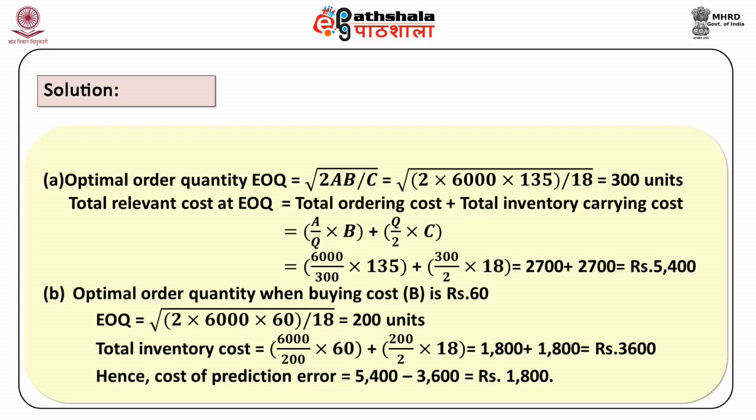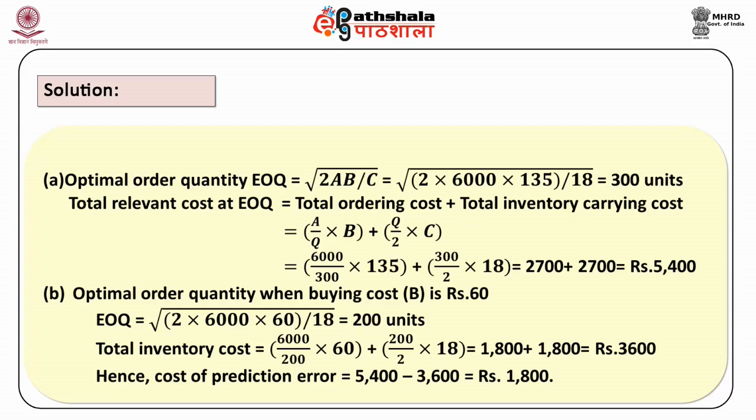Total relevant cost at EOQ is equal to total ordering cost plus total inventory carrying cost. This is equal to A upon Q into B plus Q upon 2 into C, which in our example comes to 6000 divided by 300 into 135 plus 300 divided by 2 into 18. This is equal to 2700 plus 2700, which is equal to 5400.